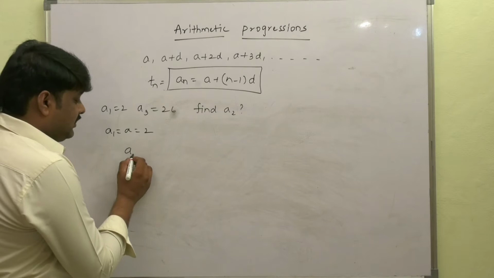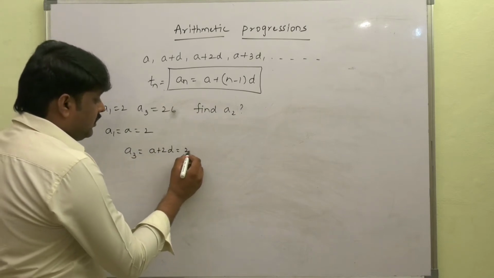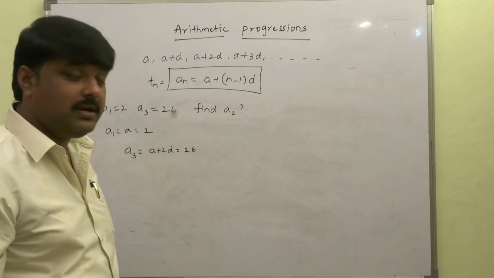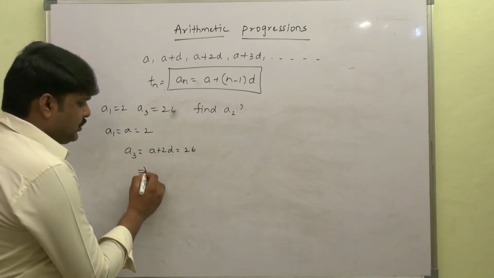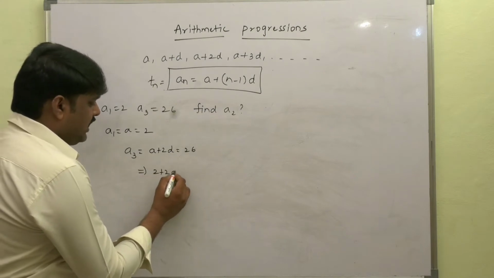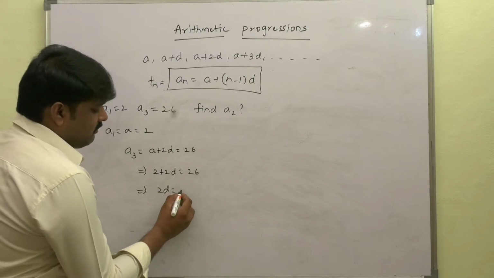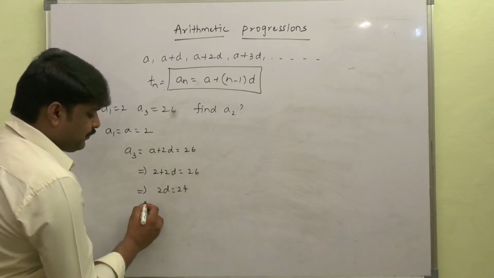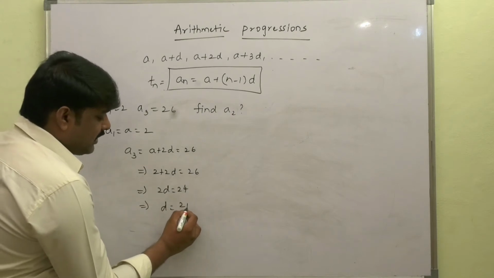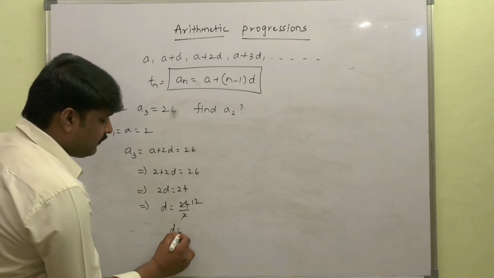a3 is nothing but a plus 2d, that is 26 we are given. Already we know the value of a, let us substitute. 2 plus 2d equals 26. 2d equals 26 minus 2. D value is 24 by 2, it is 12. Hence the value of d is 12.